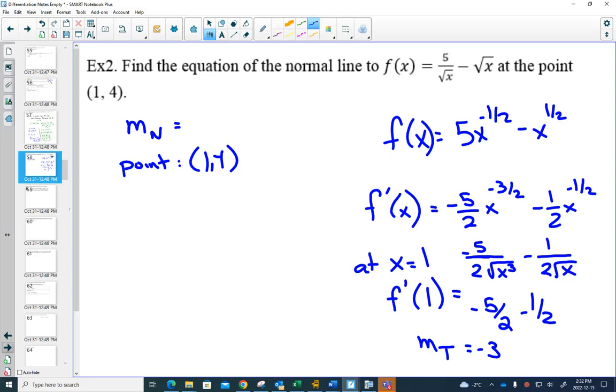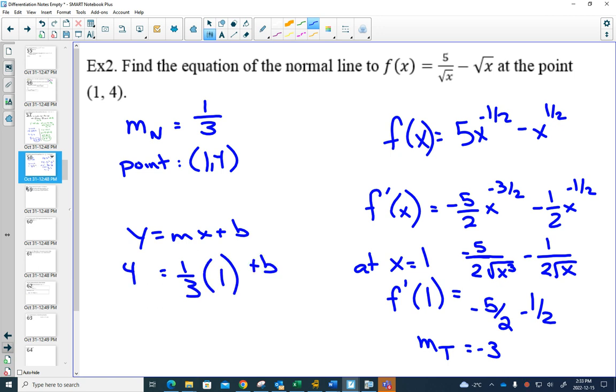If that's the slope of my tangent, I can now say the slope of my normal. Flip the fraction, change the sign, negative reciprocal, 1/3. Plug in your point, plug in your slope, find your b value. This will be 12/3 minus 1/3, 11/3 would equal b.